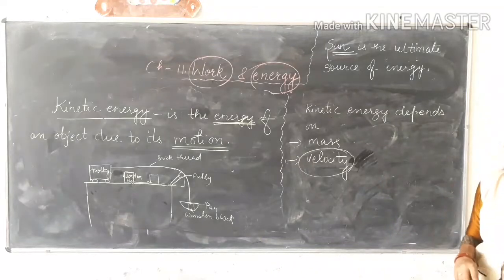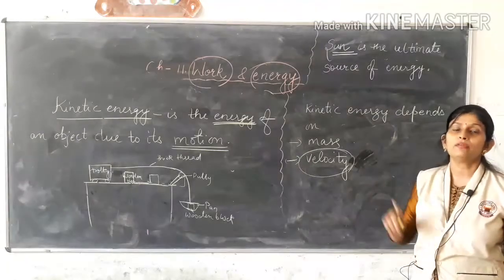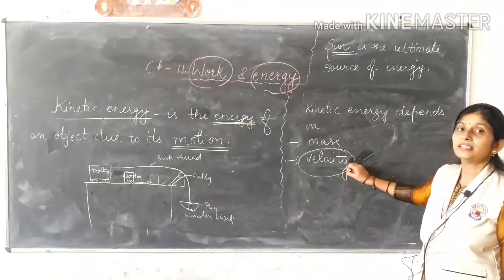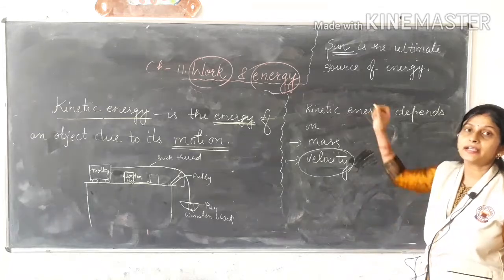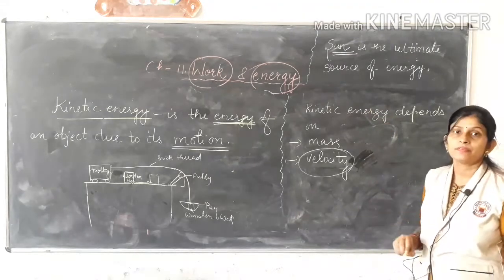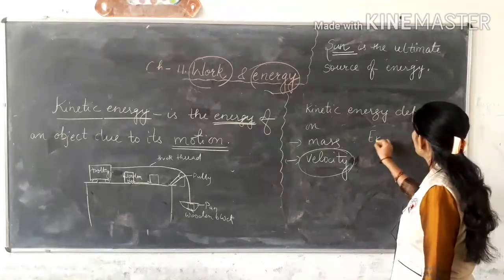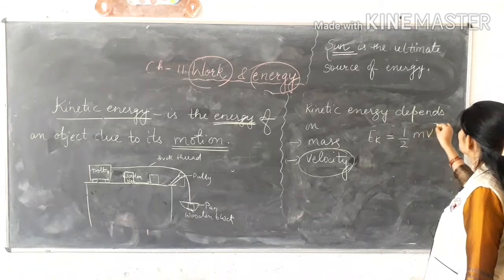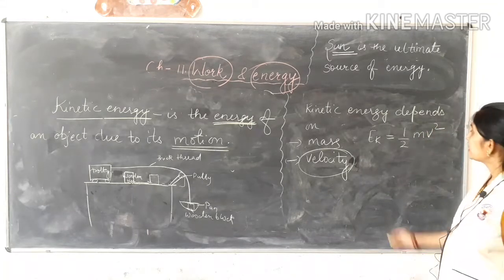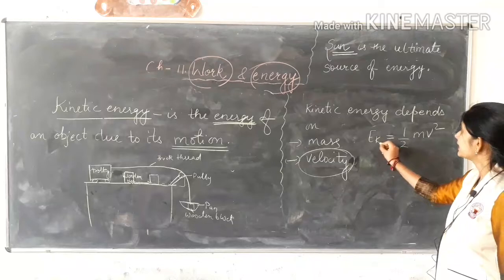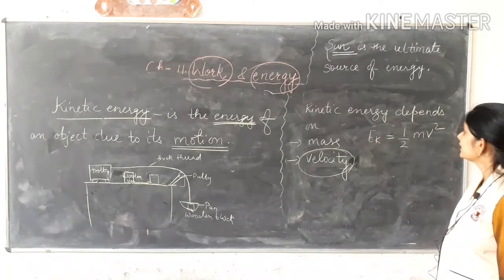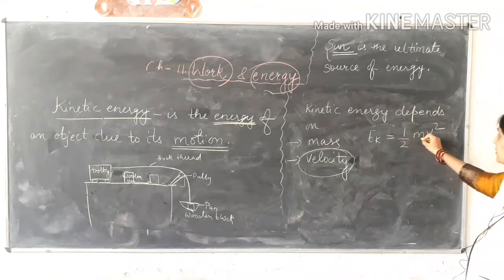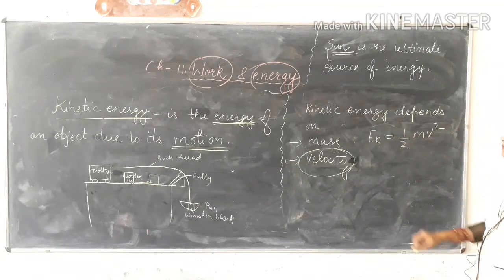But there is one more important point which you have to keep in mind while dealing with kinetic energy. That is velocity. This factor affects kinetic energy more than mass. How? The formula of kinetic energy is Ek = 1/2 mv². Kinetic energy is denoted with Ek, K for kinetic, E for energy. So Ek = 1/2 m v², where m is mass and v is velocity.